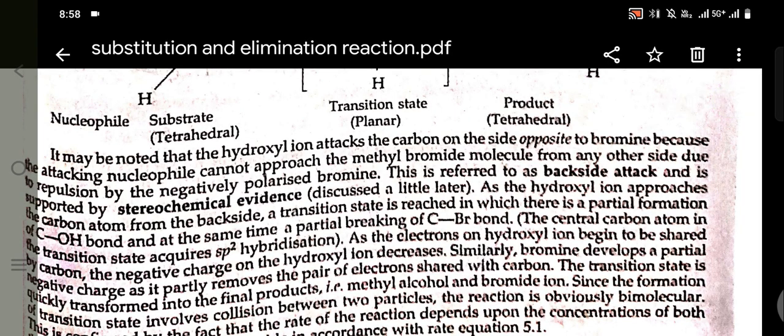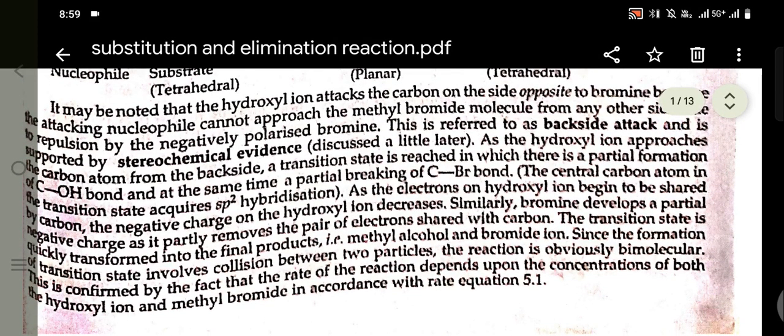As the hydroxyl ion approaches the carbon atom from the backside, a transition state is reached in which there is a partial formation of the C-OH bond and at the same time a partial breaking of the C-Br bond. The central carbon atom in the transition state acquires sp2 hybridization. As the electrons on the hydroxyl ion begin to be shared by carbon, the negative charge on the hydroxyl ion decreases. Similarly, bromine develops a partial negative charge as it partially removes the pair of electrons shared with the carbon. The transition state is quickly transformed into the final products, that is methyl alcohol and bromide ion.